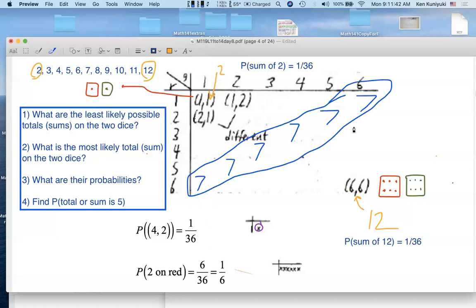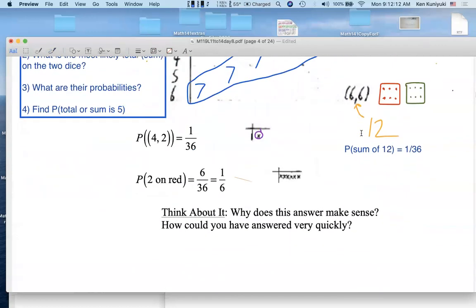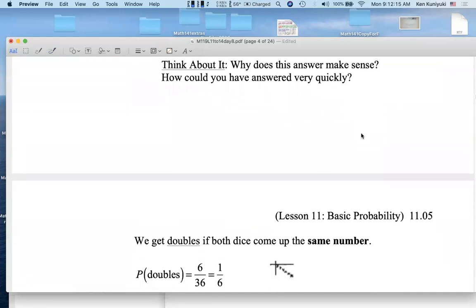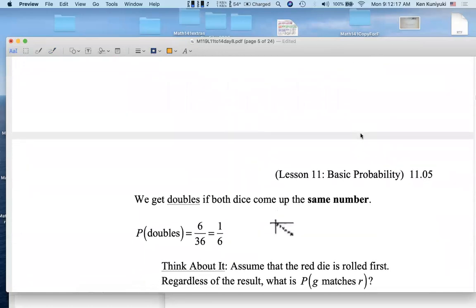How many 7s do we have along here? We have 6 of them. So the probability that you get a sum of 7 is 6 over 36, also known as 1/6. And by the way, what's a more clever way of figuring that out? I'll give you a hint. It's similar to the analysis of doubles. Remember that the probability of getting doubles was 1 over 6. The reasoning here is similar.